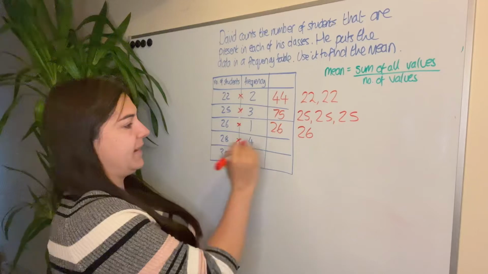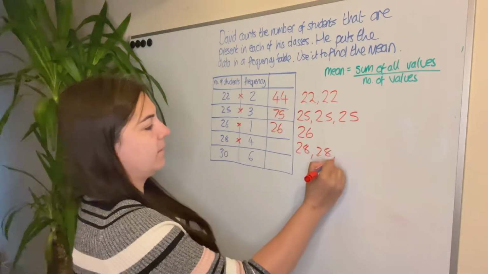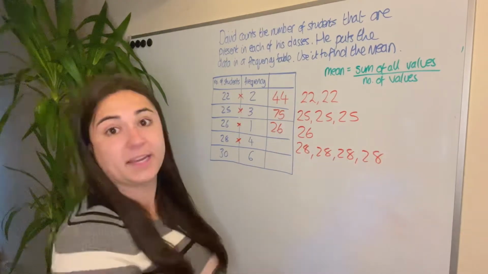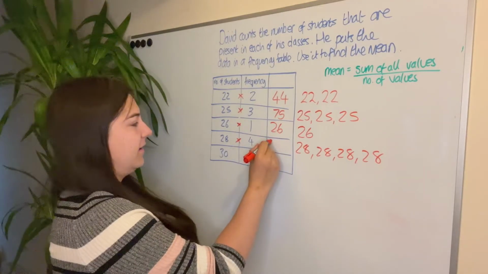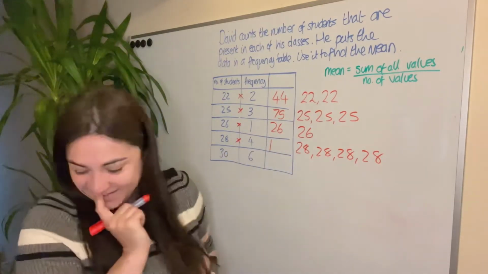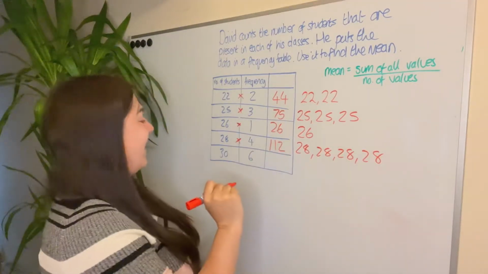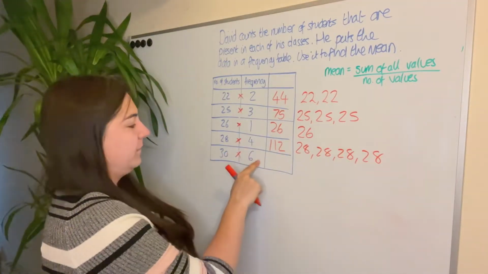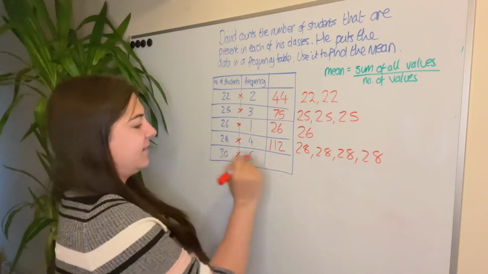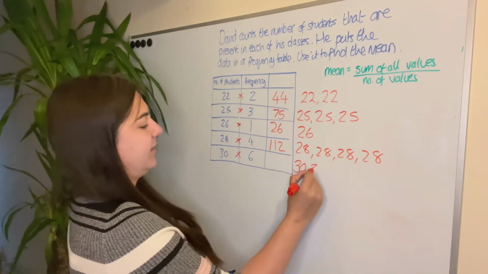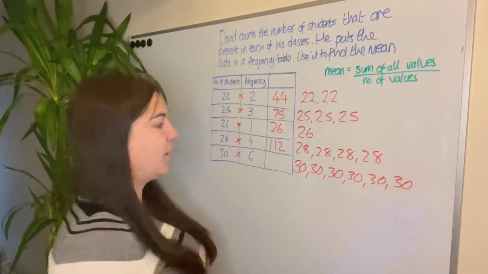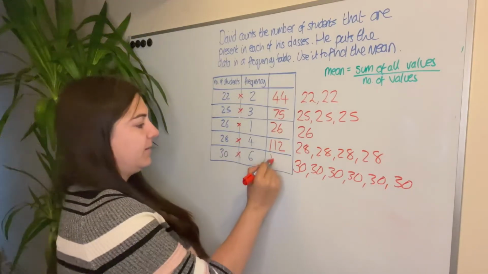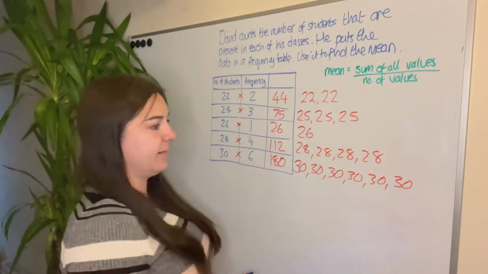4 classes had 28 students in it, and 28 plus 28 plus 28 would be 112. And then the final set of data is 6 of his classes had 30 students in it each. So 1, 2, 3, 4, 5, 6. Okay, 6 times 30 would give me 180, or you could have just added them all together.